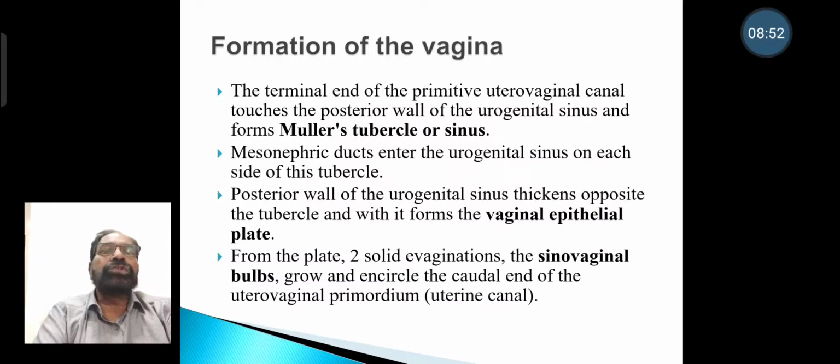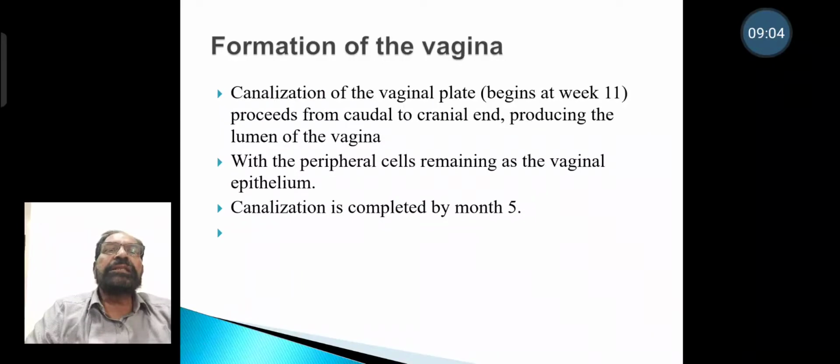From the plate, two solid invaginations called the sinovaginal bulbs grow and encircle the caudal end of the uterovaginal primordium, or the uterine canal. Canalization of the vaginal plate begins at week 11 and proceeds from the caudal to the cranial end, producing the lumen of the vagina, with the peripheral cells remaining as vaginal epithelium. Canalization is complete by month 5.